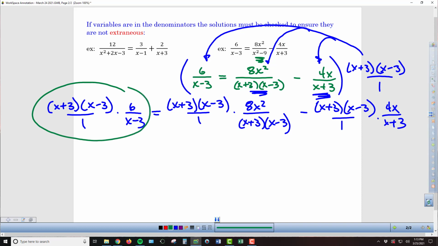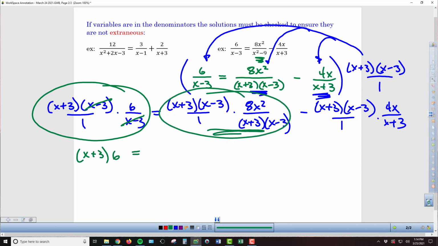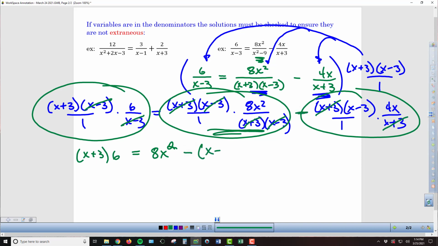So over here, I can see I've got x minus 3 that cancels out, so I still have (x+3) times 6. And then that's equal to, in the second fraction here, we're going to be able to cross cancel out everything, so the only thing that's left is 8x². And then on the last part here, we've got x plus 3 that can cancel out. And then we just have to be careful that this is subtraction here. So I need a minus, and then it's (x-3) times 4x. So I have some distributive property that we need to do.